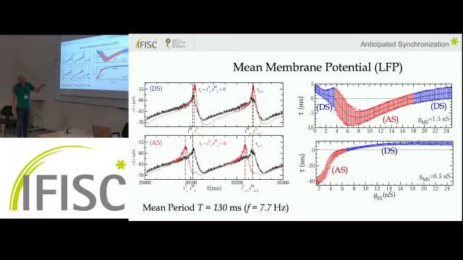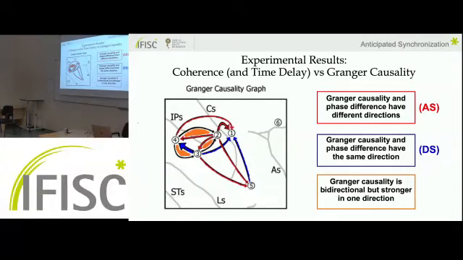In fact, if you change the excitatory connection, you can have another scenario, but again, we have a region of anticipation and a region of delay. So Bressler gave us the data they have for the monkey. We reanalyzed the data, and we found cases in which Granger causality and phase difference have different directions, which we call anticipated synchronization. Where Granger causality and phase difference have the same direction, we call it delay synchronization, and there are some regions with bidirectionality, but stronger in one. So this is plotted here. But there is one interesting point, which is this one.